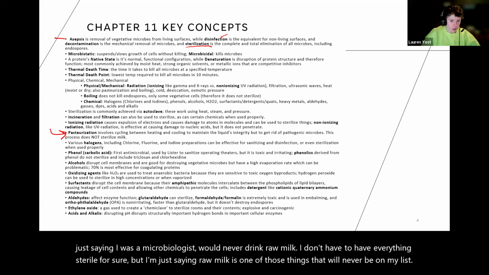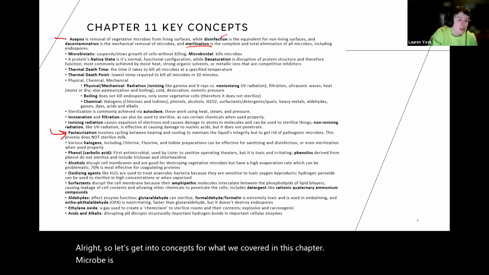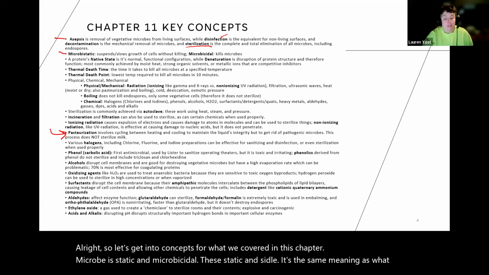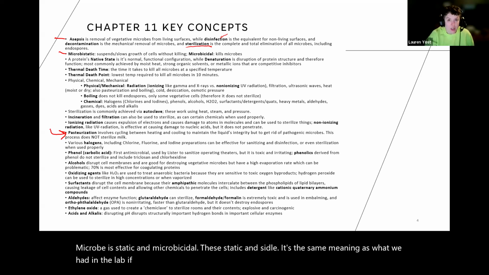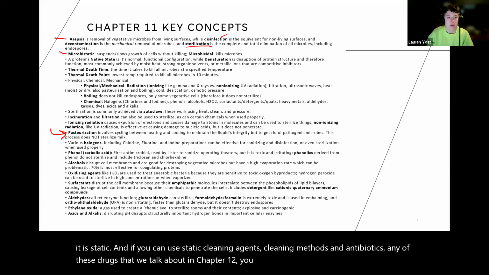All right, so let's get into the concepts or what we covered in this chapter. Microbistatic and microbicidal, these static and cidal, it's the same meaning as what we had in the lab. If something kills a microbe, it is cidal. If something prevents it from growing, it is static. And you can use static cleaning methods and antibiotics, any of these drugs that we talk about in chapter 12, if they're static.